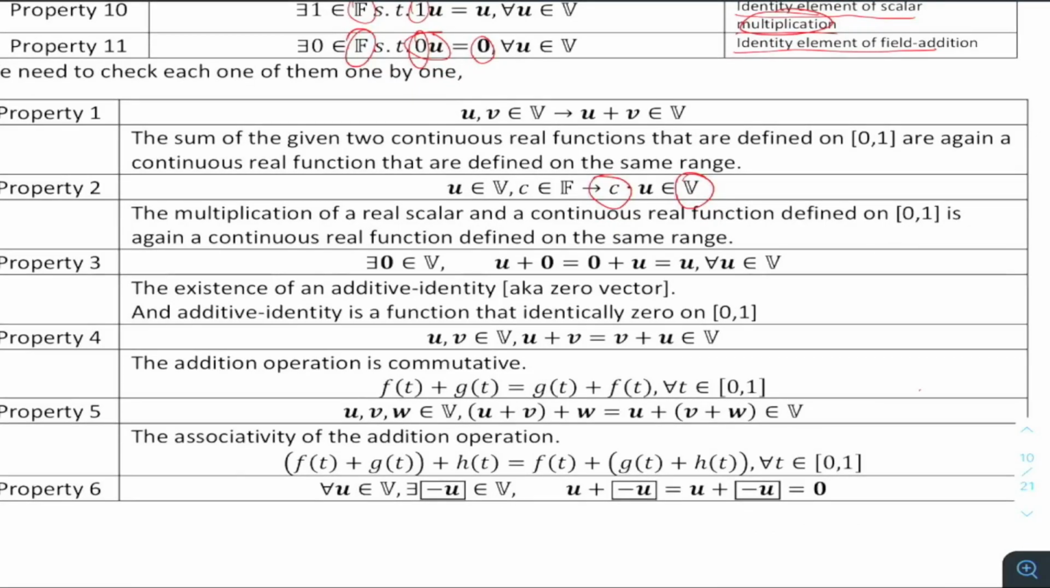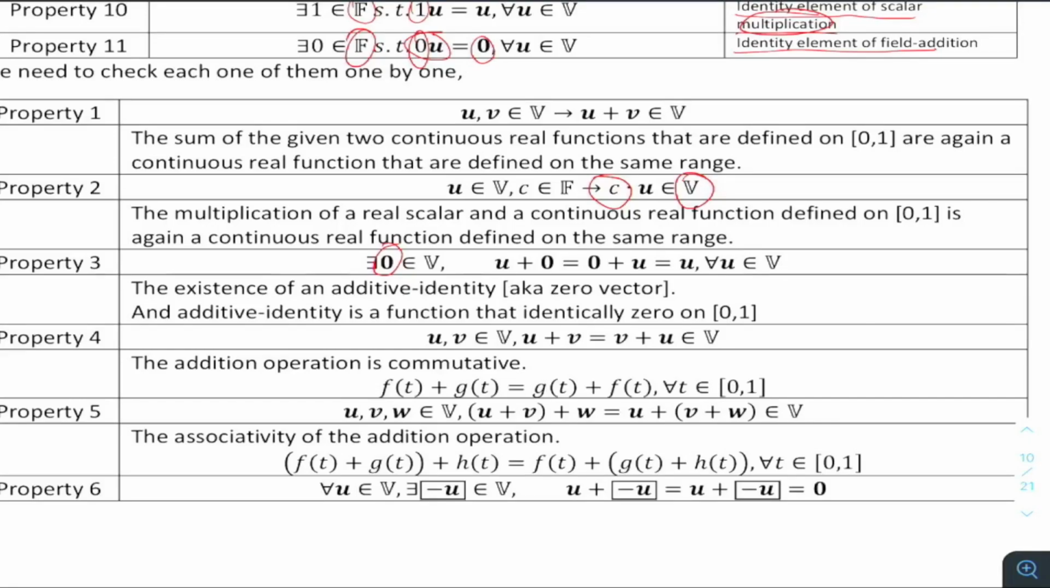And what is this? There must be some zero vector in that vector space. In that case, on 0, 1, something that is identically 0 in that interval is our zero vector, okay? And since this is a continuous function, you can consider it as first element 0, second element 0, dot dot dot, third element 0, dot dot dot, and the final infinite element is 0, right? This is an infinite dimensional vector. The underlying dimension is infinite. Okay, and yes, we have some zero vector.